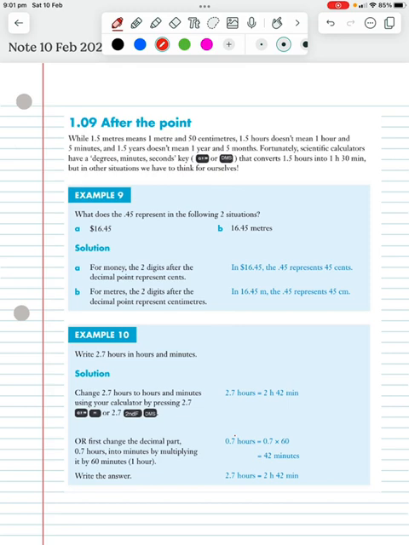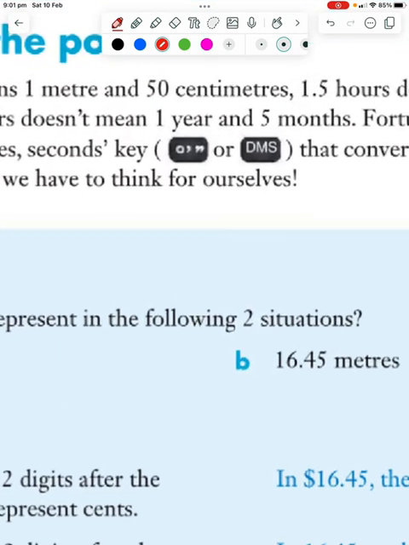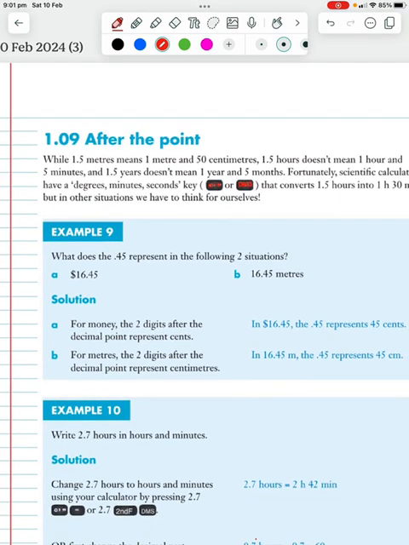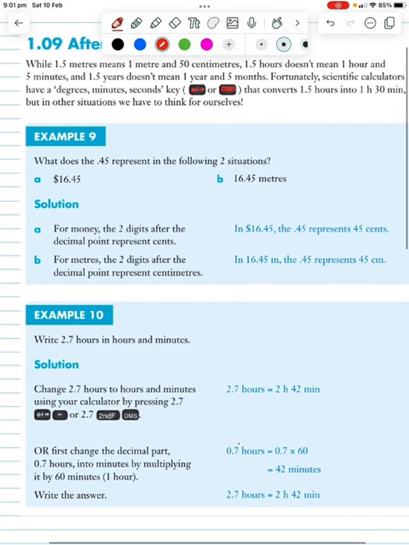Fortunately for us, our calculators have these little buttons, and I'll zoom in. It might be a little hard to see, but there's a circle, and then an apostrophe, and then it's like a quotation mark. Or our calculators might have a DMS, which stands for degrees, minutes, seconds. And this button is going to help us when we're converting between, say, hours and minutes or minutes and seconds. It can be really helpful and save us a lot of time. Let's have a look at the first example.